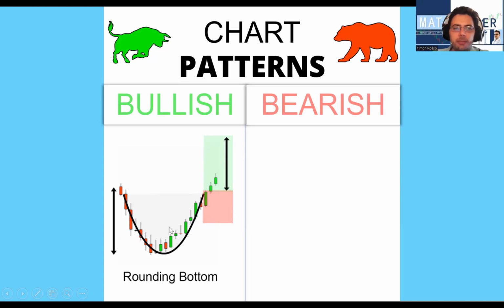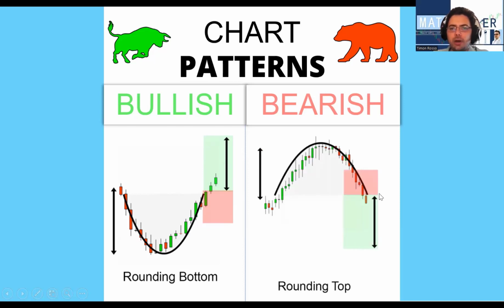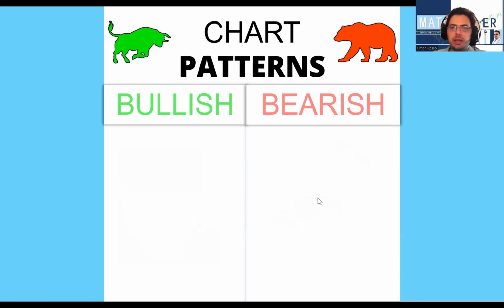You set your stop loss about 50% of the height or below the rounding bottom, depending on what you want to do. And then the rounding top is the opposite, where it forms a rounding top formation. It then has a stop loss 50% of the height, and then you set your take profit way below, about 2 times of what you're willing to risk.